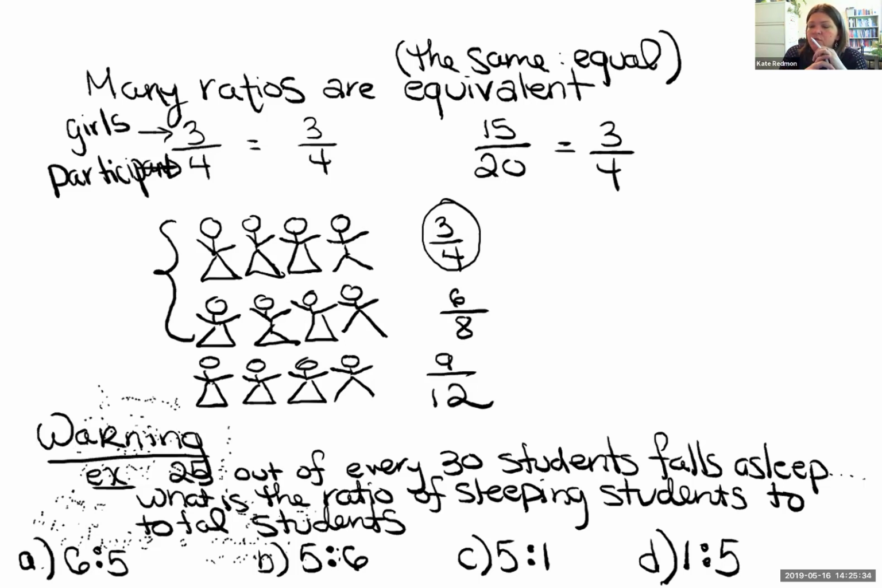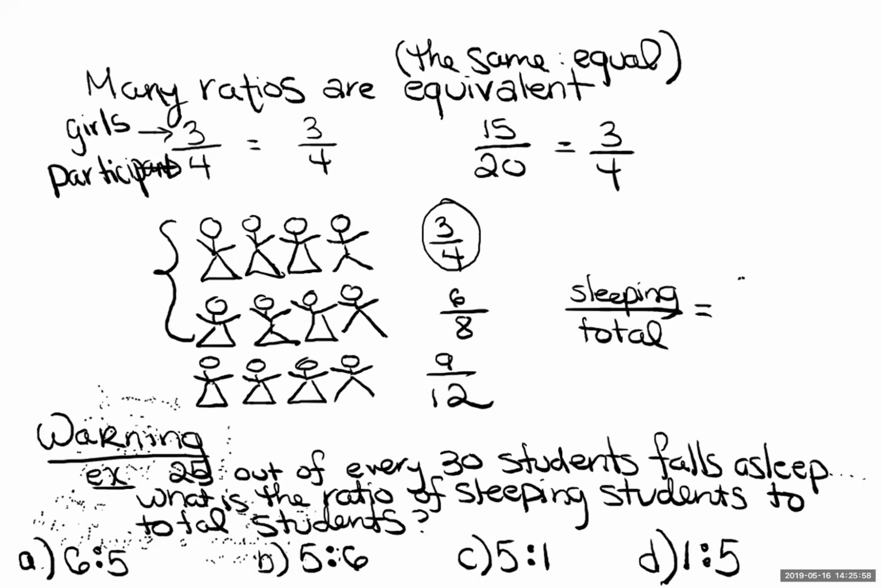So they asked us, what is the ratio of sleeping students to total students? So if they want ratio of sleeping, I'm going to have to put the sleeping on top. To total, I'm going to have to put the total on the bottom. So help me out. How many students are probably sleeping according to this word problem? 25. Out of how many total students? 30. So there's my ratio of sleeping students to total students.